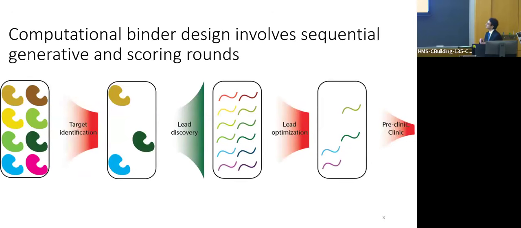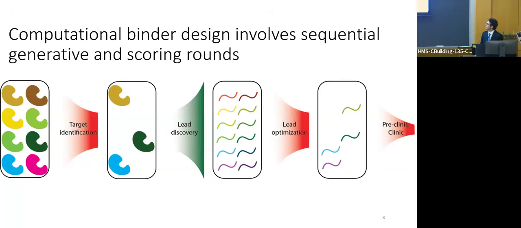generative and scoring steps, where let's say you have some system that you're working with, and you want to design a new binder that's going to modulate something in that system. You probably have a lot of targets that you could potentially design a binder to. So right off the bat, there's a scoring step, a filtering step, where you need to decide what targets you actually want to progress with. You'll then get a couple of targets.